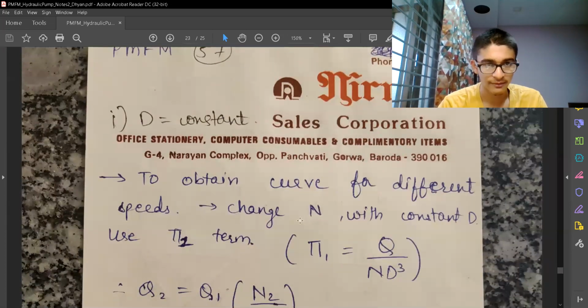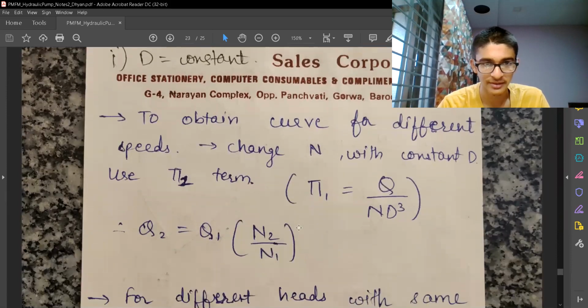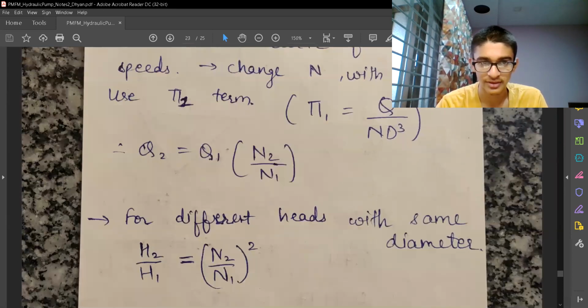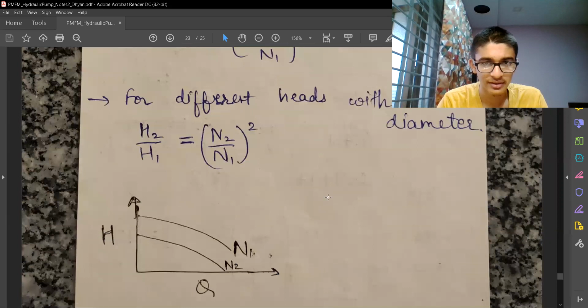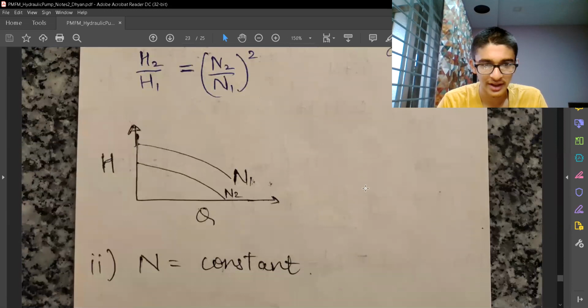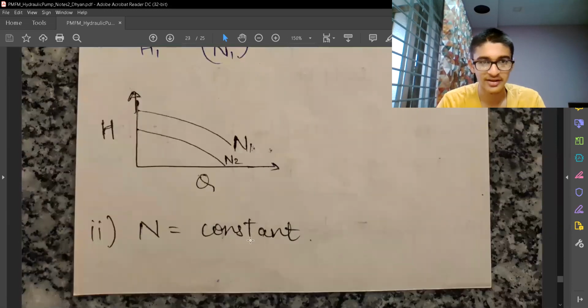And how can we make a family of more curves? This is simple. We have multiple pi terms which we derived earlier. So we can use multiple pi terms in which we can keep the diameter constant. And we know how the flow rate is going to change with speed, because D is constant. And then similarly, we can do the opposite, where we can keep the speed constant, and we can change the diameter and get the function of head versus discharge in terms of different diameters also.